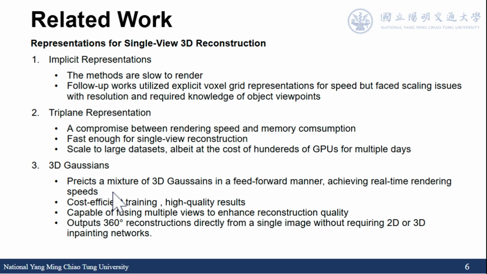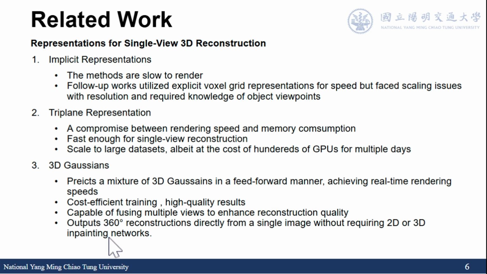First is its real-time rendering. Splatter Image predicts a mixture of 3D Gaussians in a feed-forward manner, which means it can render in real time. And second is its cost-efficient training. It's also much cheaper to train. It only needs 1 to 2 GPUs, which is a huge improvement over other methods. Third is its high-quality results. Despite being computationally light, Splatter Image still delivers high-quality reconstructions.